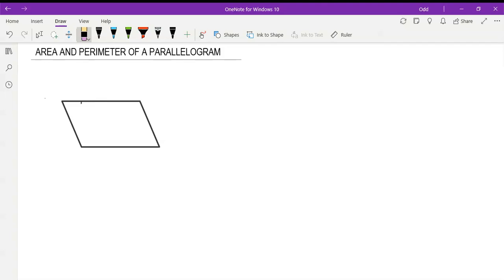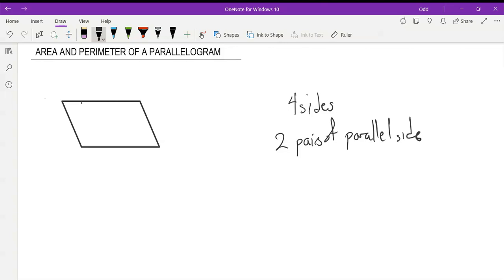Alright, so let's talk about finding the area and perimeter of a parallelogram. So what exactly is a parallelogram? It's a quadrilateral, it has four sides. Out of these four sides, we have two pairs of parallel sides. So this side and this side are parallel to each other, while this side and this side are parallel to each other.